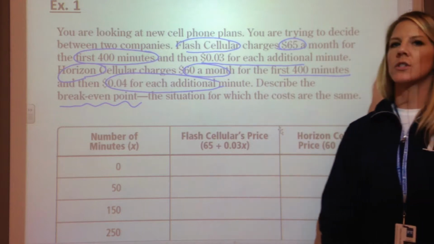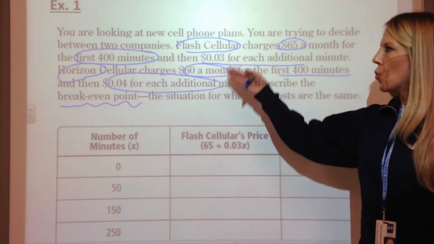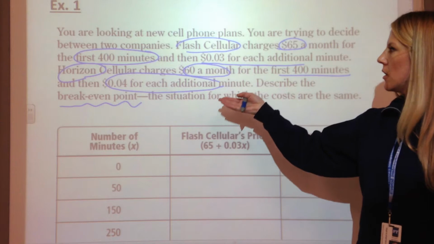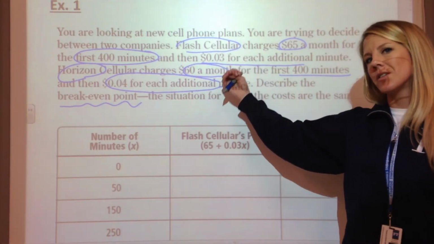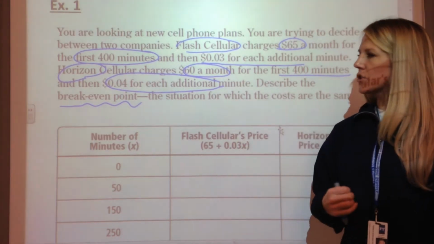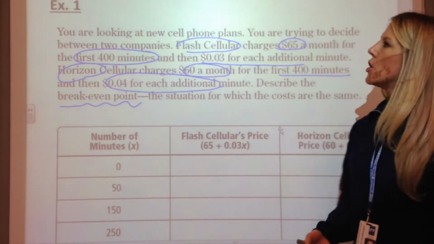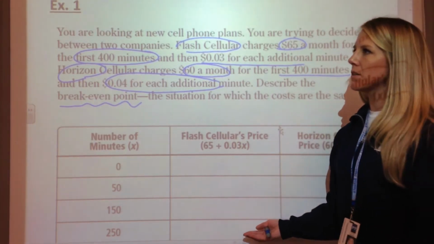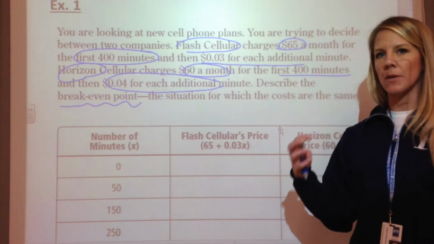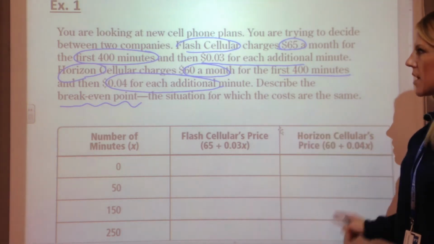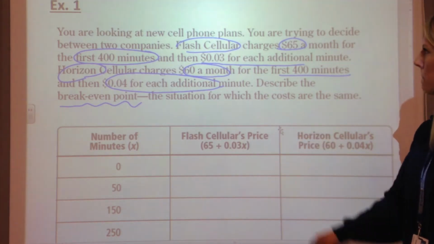So here's the thing. If I were just going to use my phone for 400 minutes, which company would I want to choose? I would want to choose Horizon because it's $60 compared to $65, so I'd be saving money there. Well, chances are we're going to be using it more than 400. So we want to figure out what's going to be the best option for us, depending on how many minutes we use our phone. So that's where a table can come in and help us.